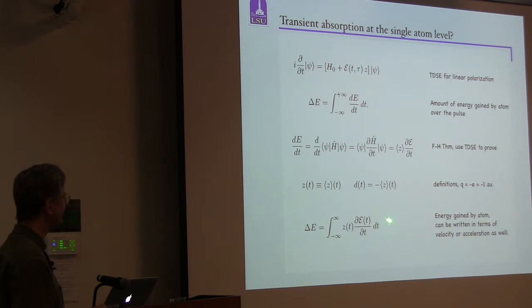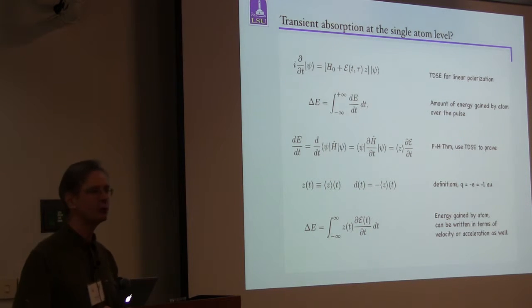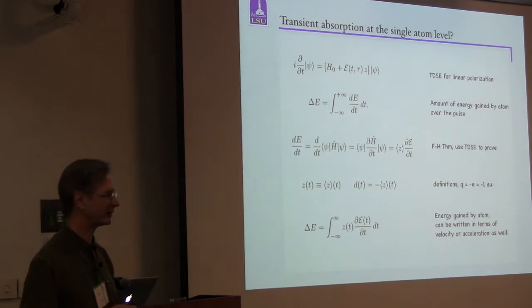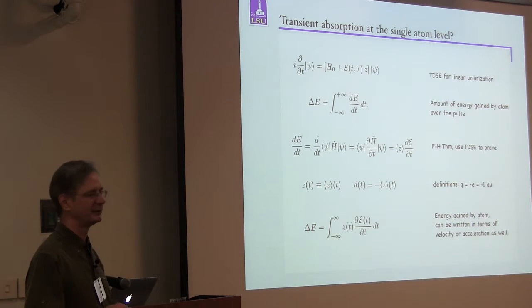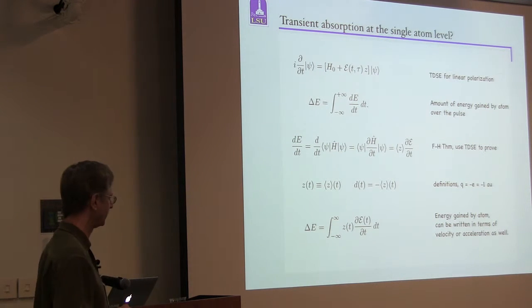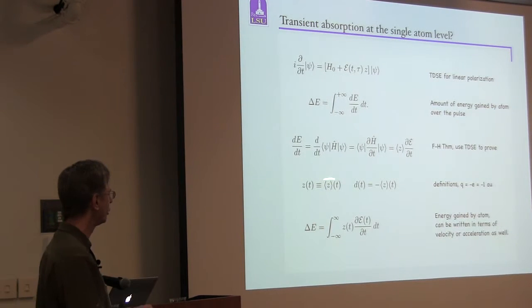So here is my expression for the energy gained by the atom over the whole pulse. It's written here in terms of the Z coordinate and the time derivative of the electric field. You can transform this by using integration by parts into something that involves velocities and the electric field, or the acceleration and the integral of the electric field, whatever you like.